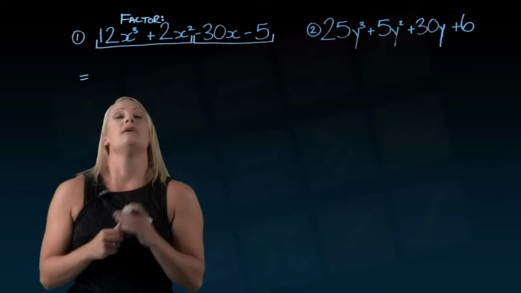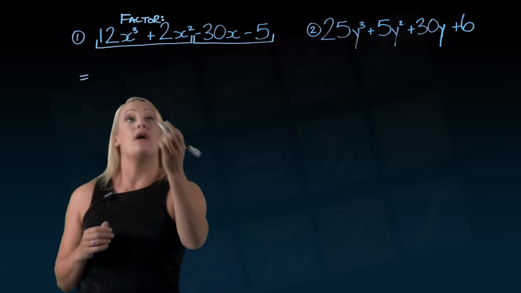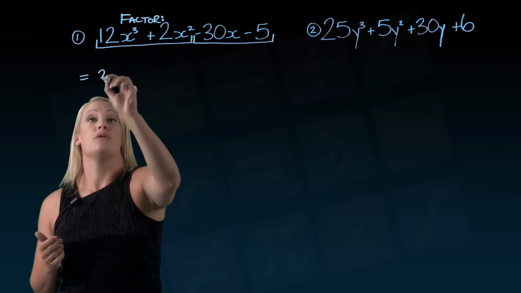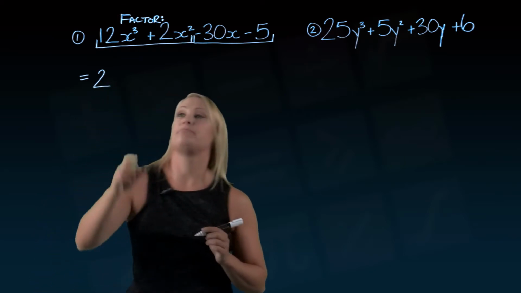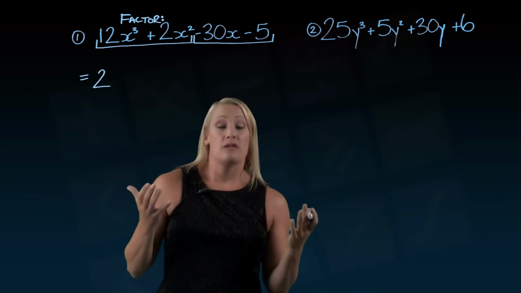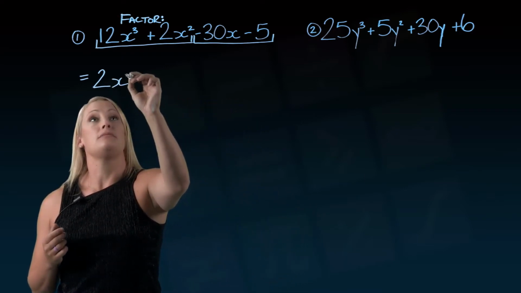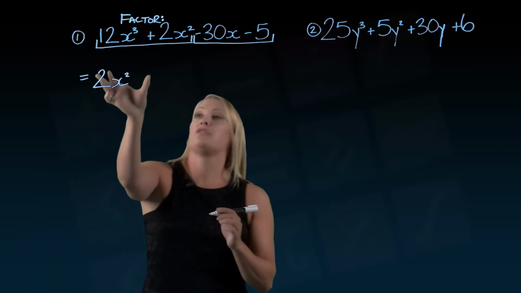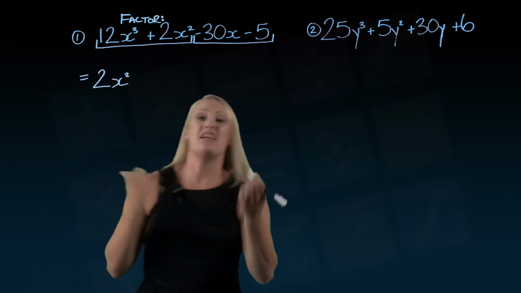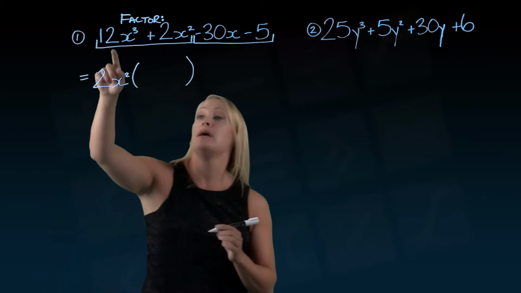I'm starting here with the 12 and the 2. The greatest common factor between 12 and 2 is 2, the biggest number that will go evenly into both of those. For x to the power of 3 and x to the power of 2, the greatest common factor is x squared. So that's my greatest common factor for those two. Now let's finish factoring that and figure out what should be in the brackets here.